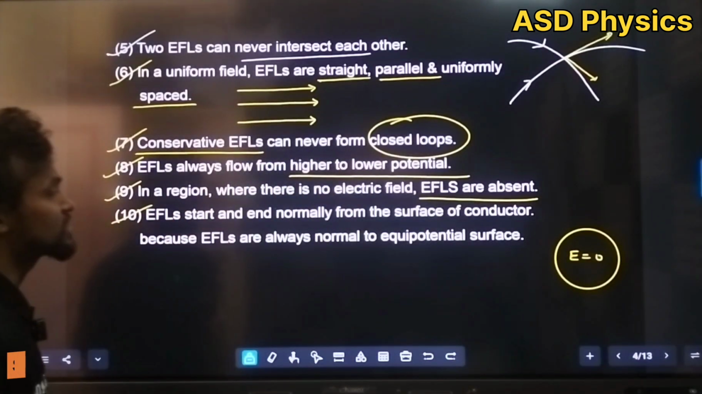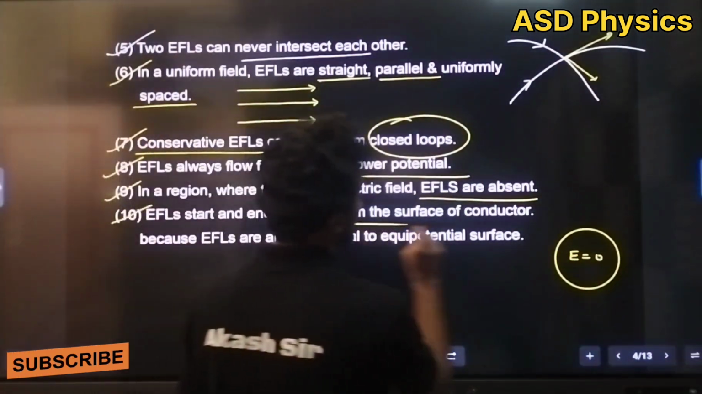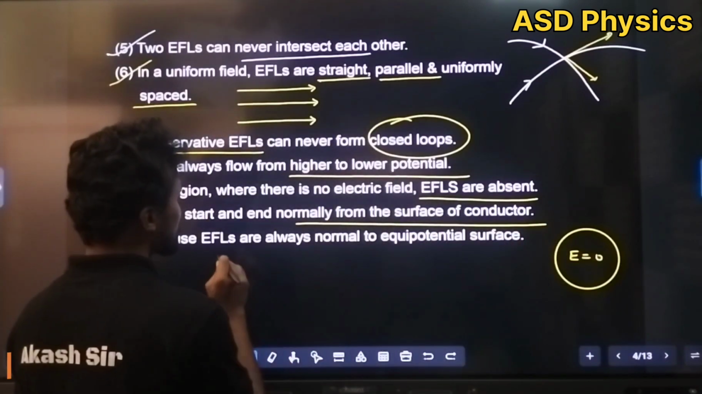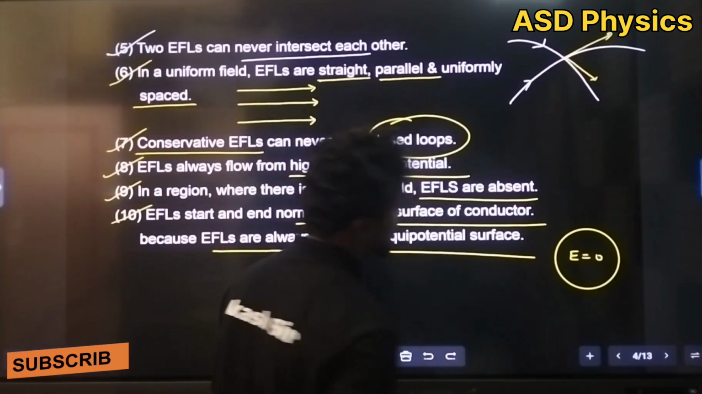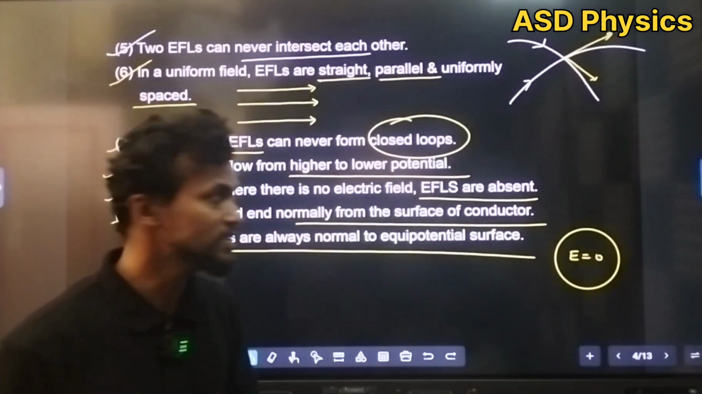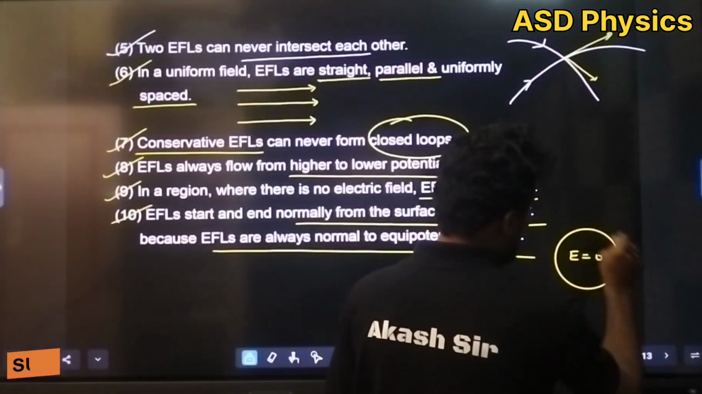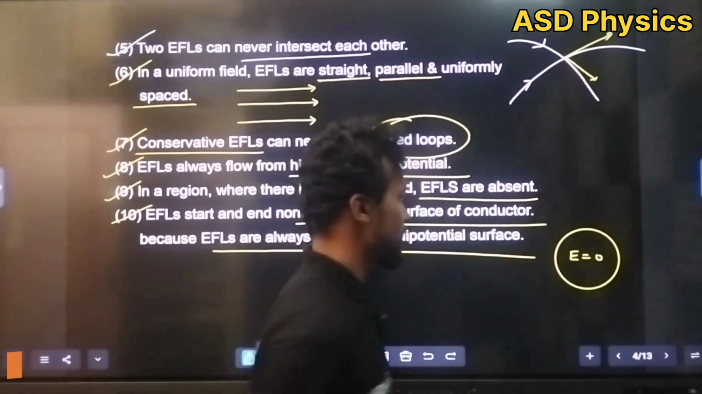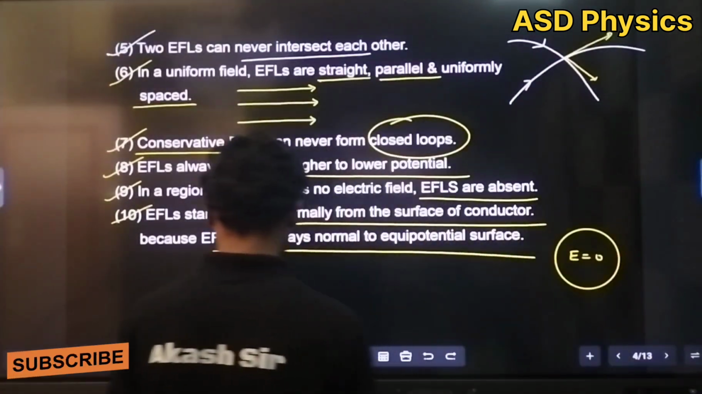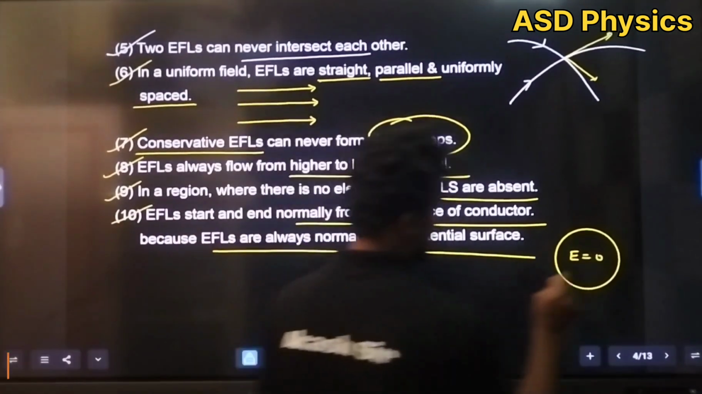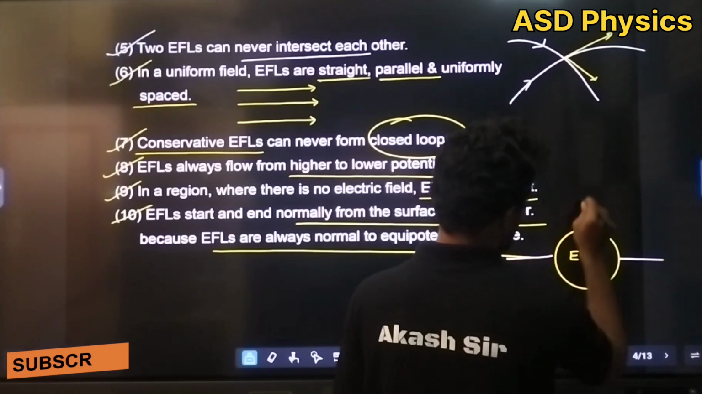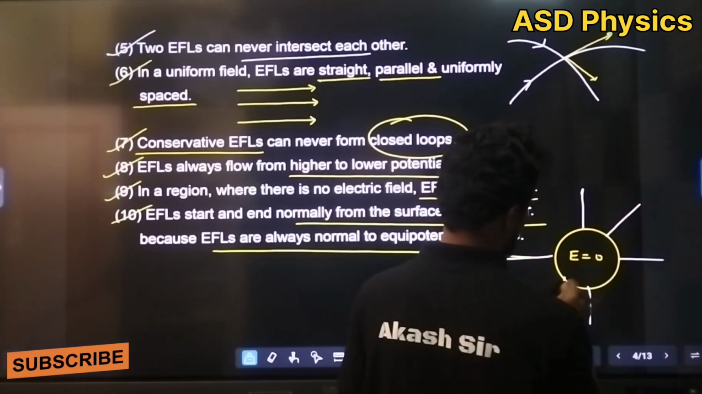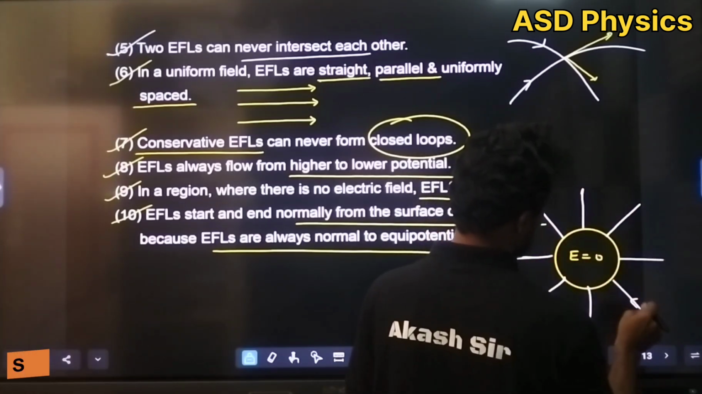Next one: electric field lines start and end normally on the surface of a conductor, because electric field lines are always normal to the equipotential surface. As I told you, a conductor always has an equipotential surface. So if we draw the electric field lines, as we have done before, they will always be perpendicular to the surface.